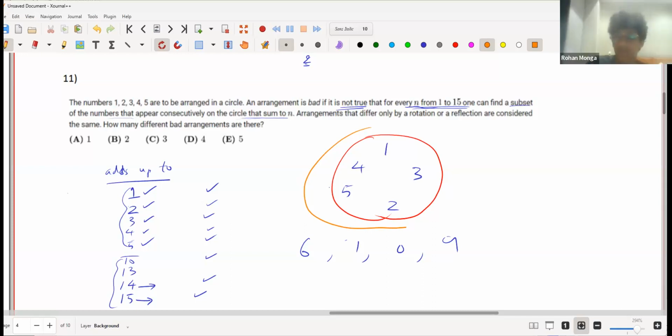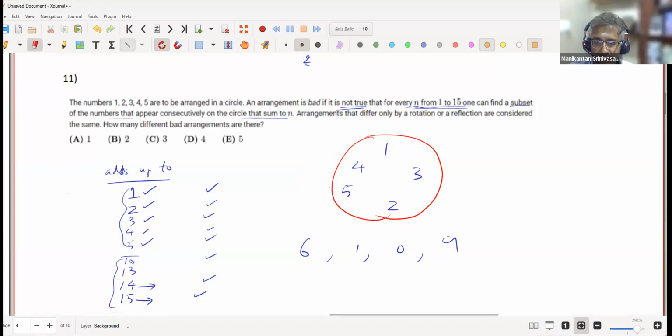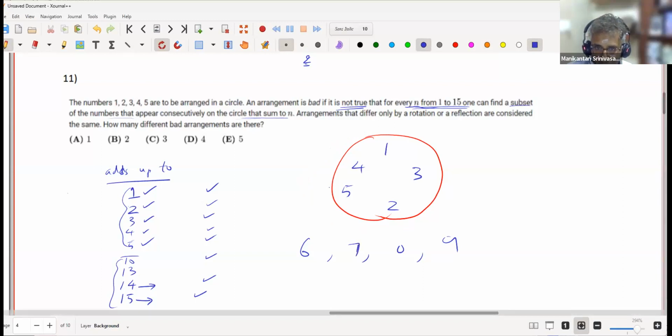Yes. You're with me, right? Okay. So now that leaves us with just 6, 7, 8, and 9 to focus on. But even here, if I'm able to form 6, then the rest of the numbers will add up to 9 anyway, right? Because the total of 1 plus 2 plus 3 plus 4 plus 5 is 15. If I'm able to add up to 6, then automatically I'm able to add up to 9 also, because the other set will add up to 9, right?